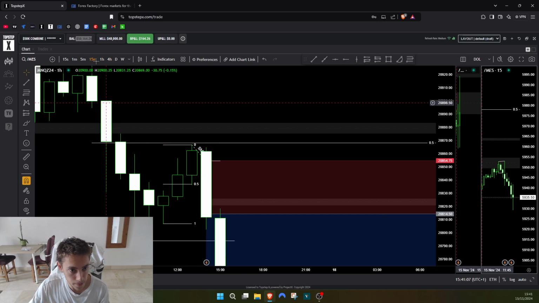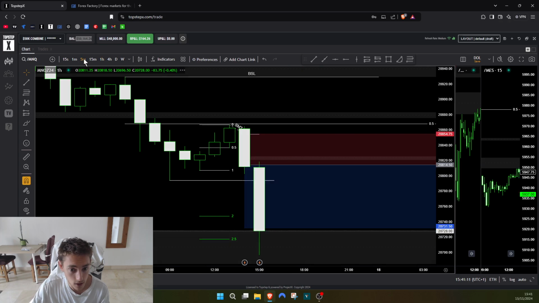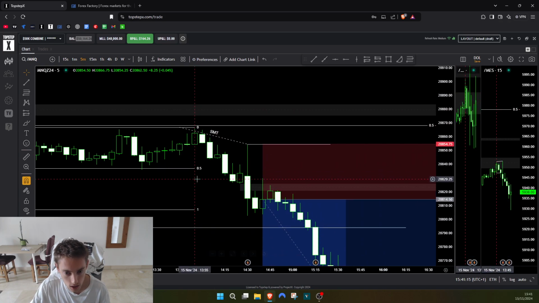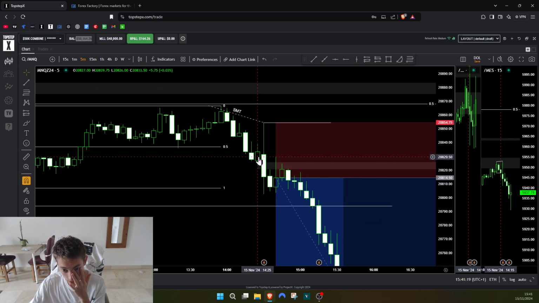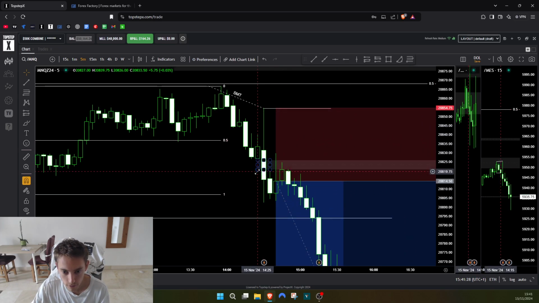So after that SMT, I was happy with that, and then I went down to the 5 minutes. I looked for a break of structure on the 5 minute, which we had right here. So this was a low, and then this was the lower low. And then I saw we created a fair value gap.